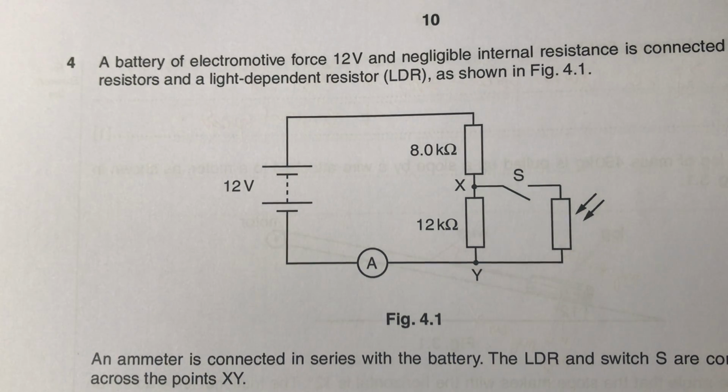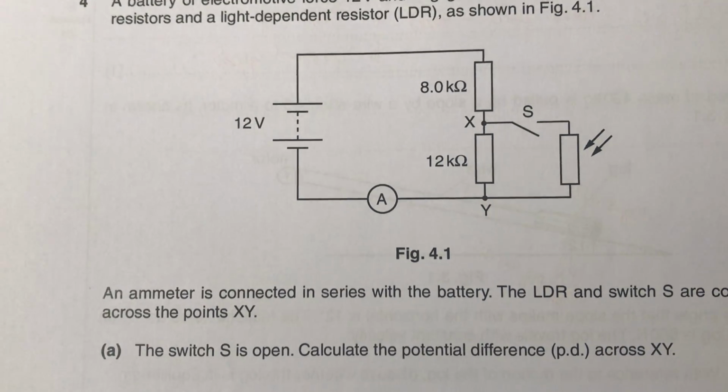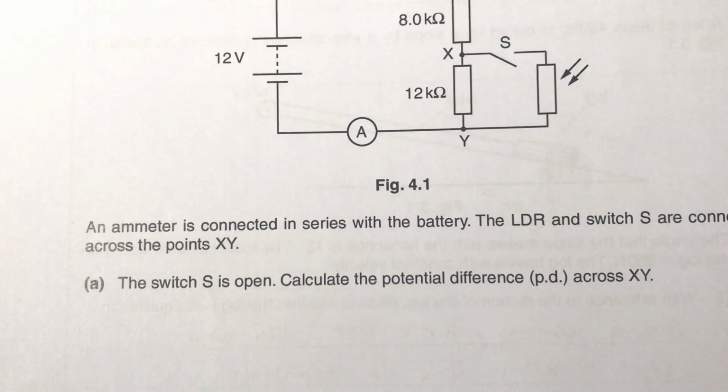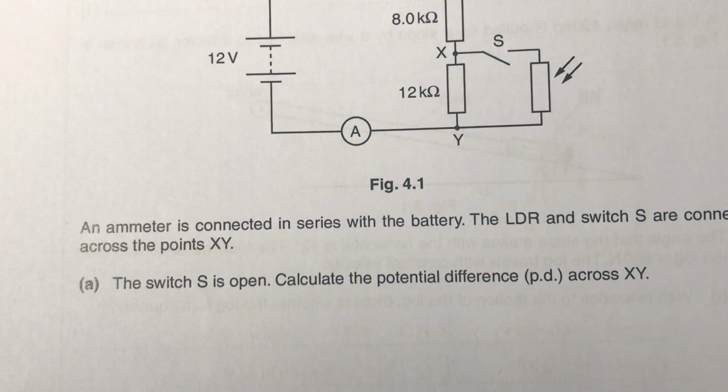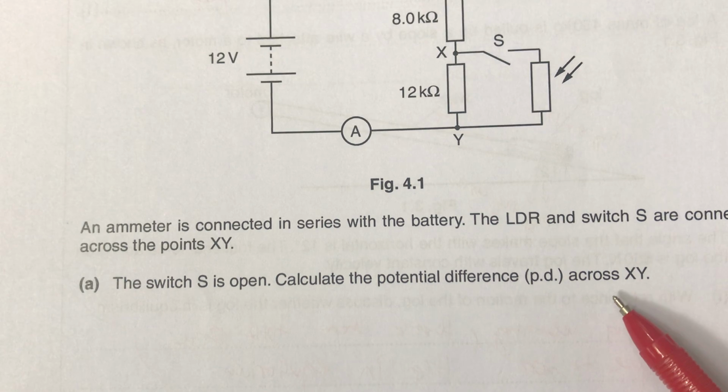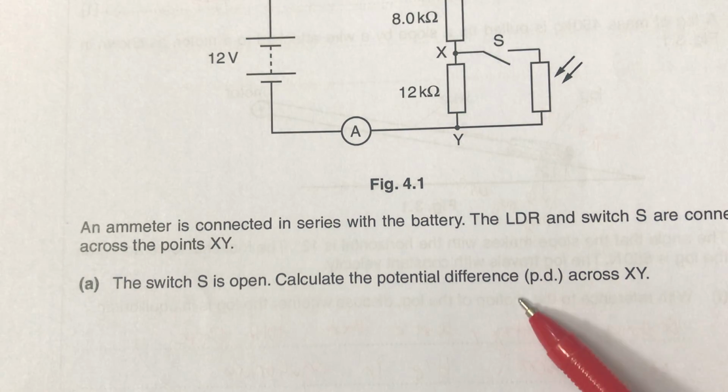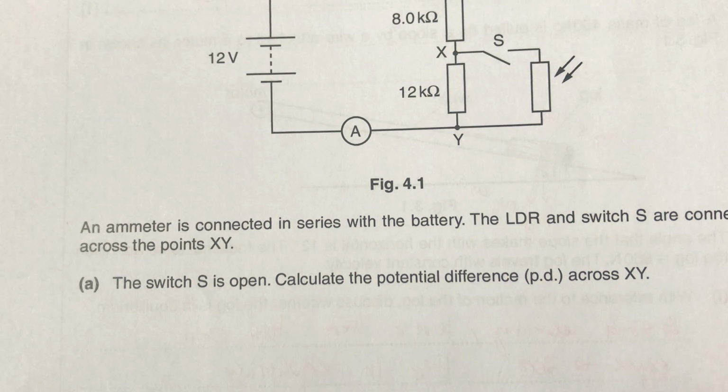Let's see the question. An ammeter is connected in series with the battery. The LDR and switch are connected across the points XY. The switch is open. Now question A: with the switch open, calculate the potential difference, PD, across XY.